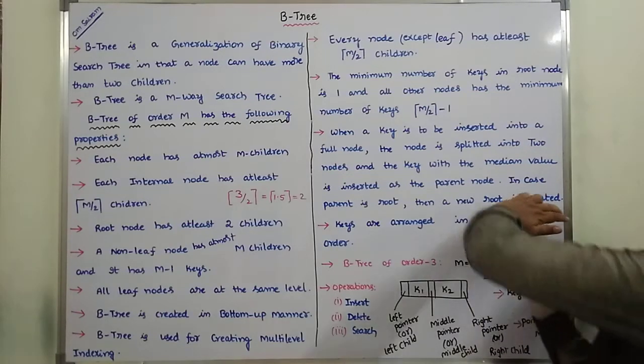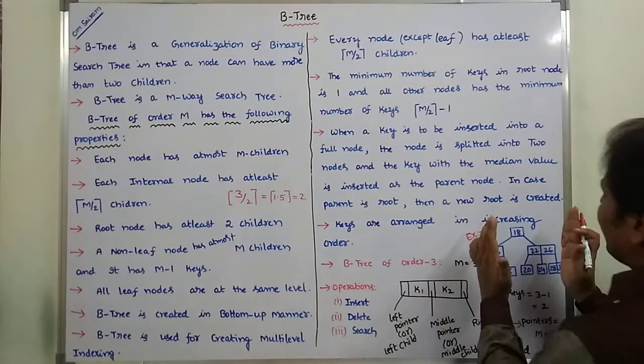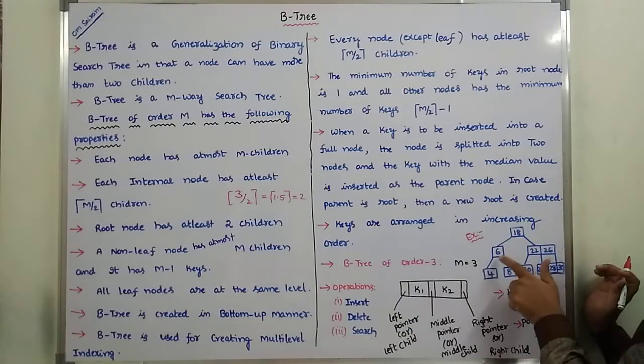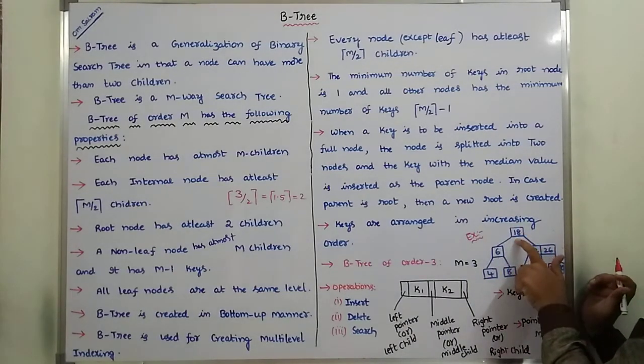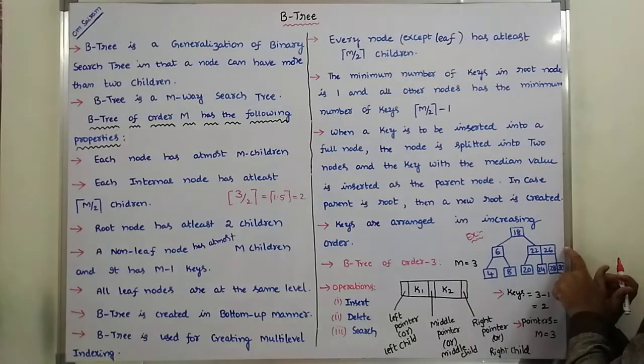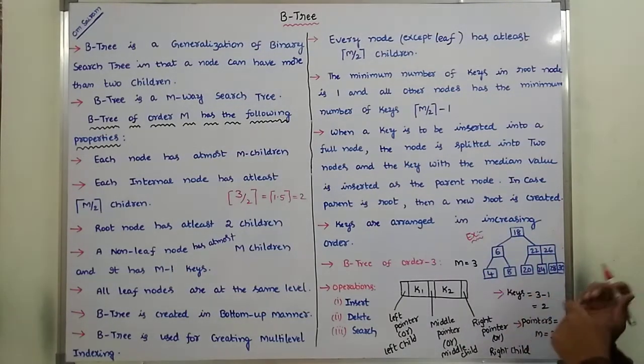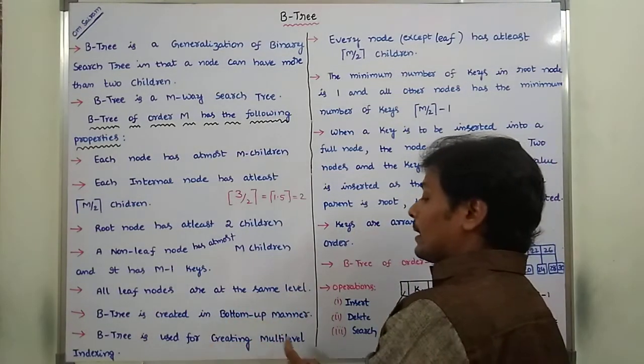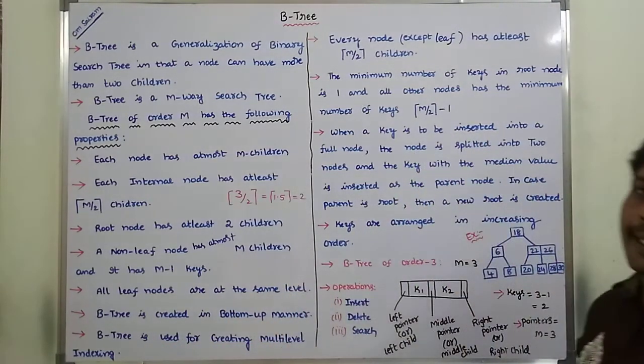Here it is. First here, next here. This is one indexing, this is another indexing, and these are the records. So this is called multi-level indexing. So B tree is used for creating multi-level indexing.